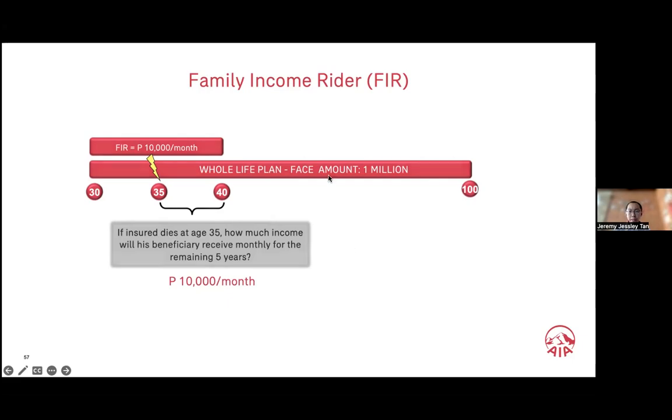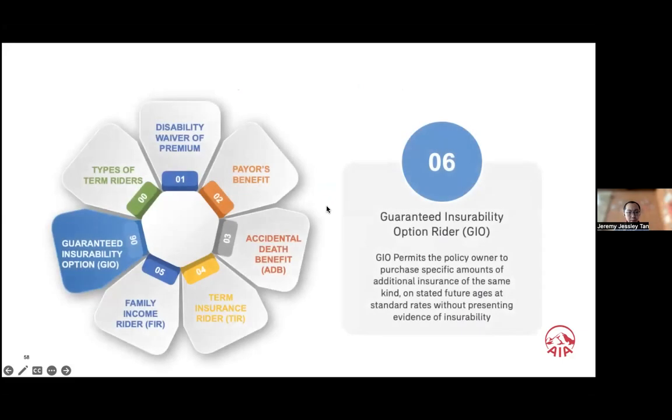Questions? And the last, guaranteed insurability rider. GIO, guaranteed insurability option rider, allows the policy owner to purchase specific amounts of additional insurance of the same kind on stated future ages at standard rates without presenting evidence of insurability.